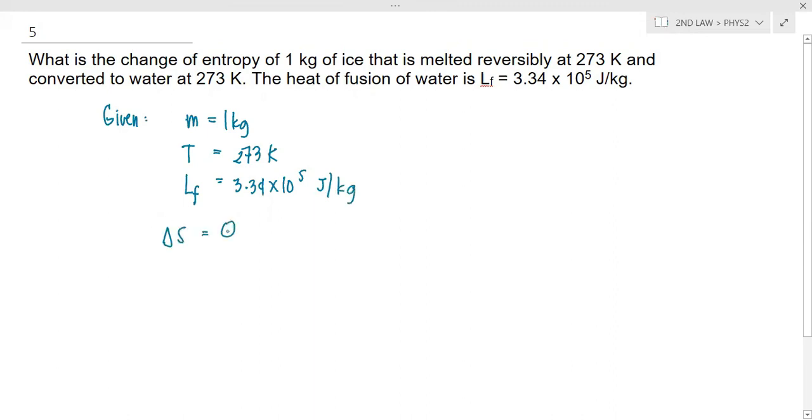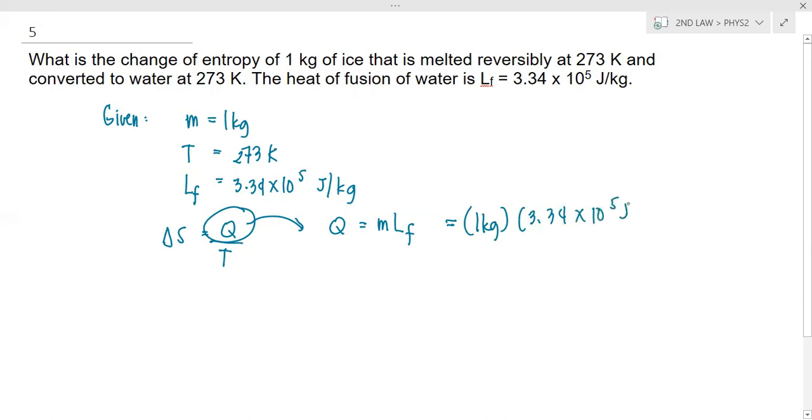Our formula for entropy is delta S equal to Q over T. Recall that our Q can be written as M times LF. Calculating this MLF, we will substitute 1 kilogram times 3.34 times 10 raised to 5 joules per kilogram. So kilogram here will cancel out. Our Q now is 3.34 times 10 raised to 5 joules.